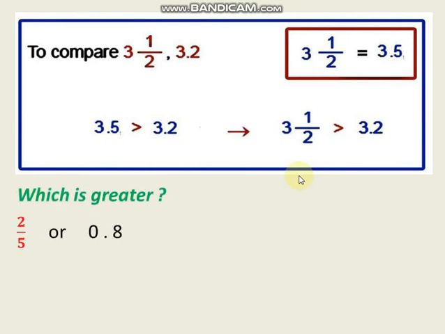Which is greater, 2 over 5 or 0.8? At first, we want to convert this fraction into a decimal number. 2 over 5 equals 4 over 10, and 4 over 10 equals 0.4. So 0.4 is smaller than 0.8, and also 0.8 is greater than 2 over 5.